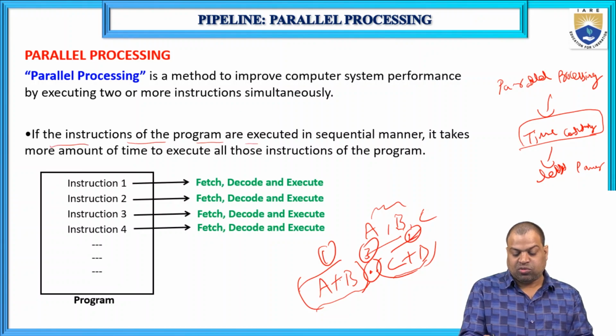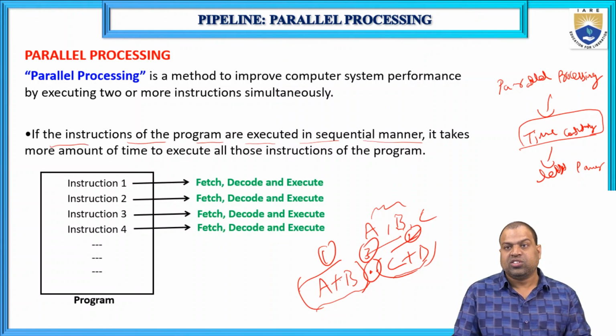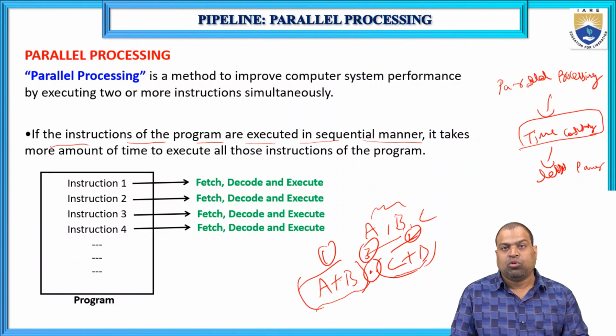If the instructions of the program are executed in a sequential manner, it takes more time to execute all those instructions of the program. Suppose we have to go for one program or one operation. In the sequential manner, we have to perform the instructions of the program one by one. What is the process, and why does it take more time to execute these instructions?